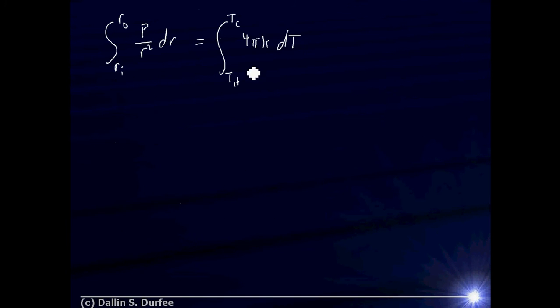So what we have then is the integral from r inner to r outer of P over r squared dr, and that's equal to the integral from the temperature on the inside to the temperature on the outside of 4 pi k dT. All right? So this side is really easy, right? Because the 4 pi k, those are all constants, they come out. And the integral of dT is just T evaluated between the limits, and I just get T cold minus T hot. All right? So that's this integral right here.